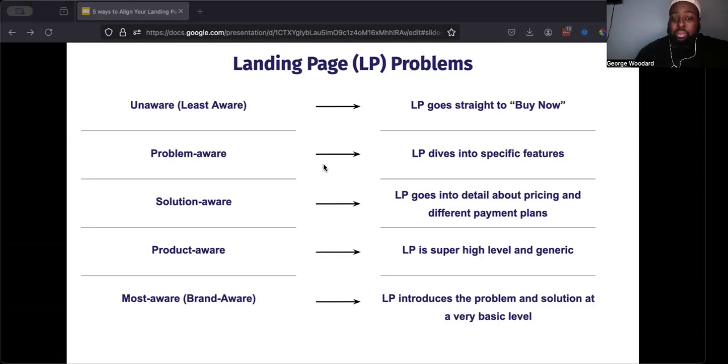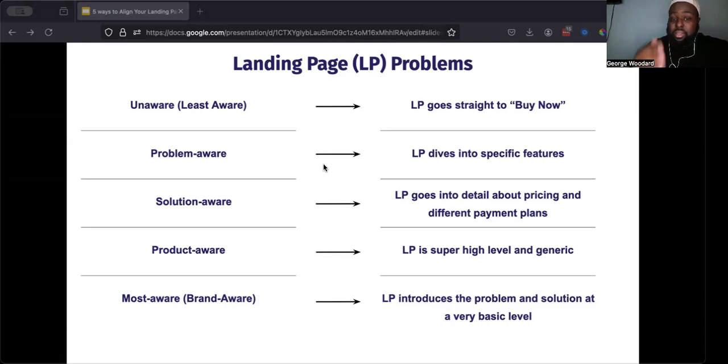And then last but not least, most aware: your landing page introduces the problem and the solution, but at a very basic level. Now they're at the point where, I'm about to drown and I need to know that this life-saving device has enough buoyancy to pick me up and carry me. They know that a life-saving device helps you not drown. Okay, everybody knows that. But how? Why? What's the buoyancy level? How thick is the padding? Is it this? Is it that?